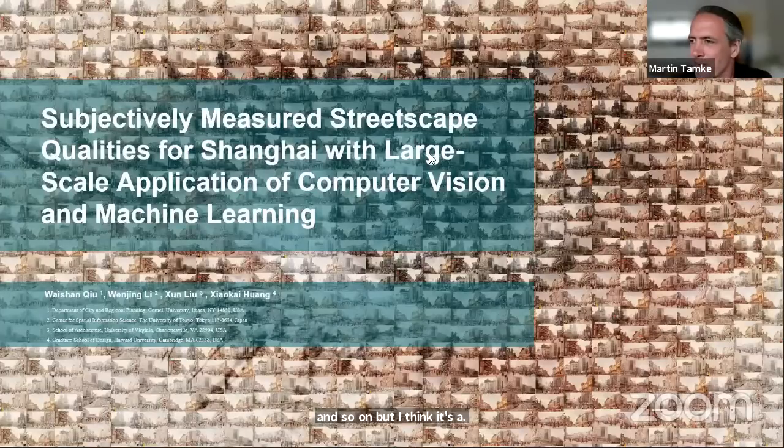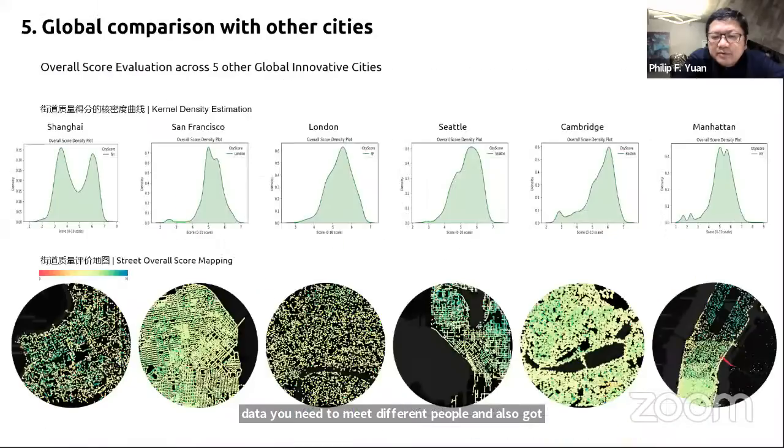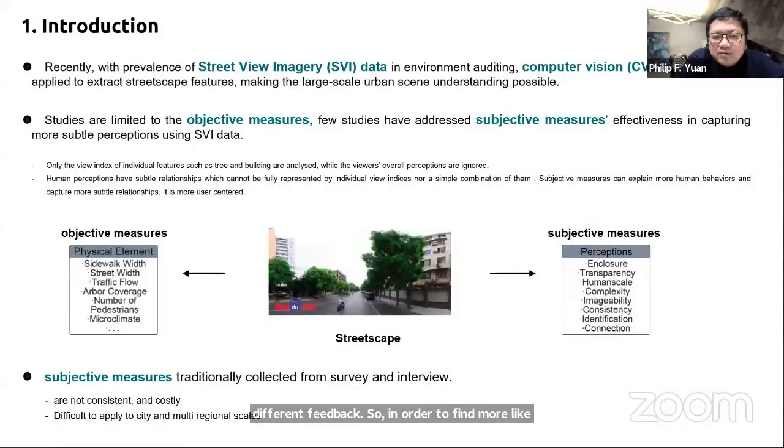Philip? Yeah, okay. I think it's a very interesting team, because Digital Futures gives a special platform, asking different people with different backgrounds to meet together and make very interesting research. So the keyword in your research is subjective measure. That is really interesting, because when you select the data, you need to meet different people and also get different feedback. So in order to find more reasonable research, how would you like to address the structure of your data, and how would you like to structure your big data information in the future? Because right now the topic is a bit too broad, and as a paper, it's better to be more focused.